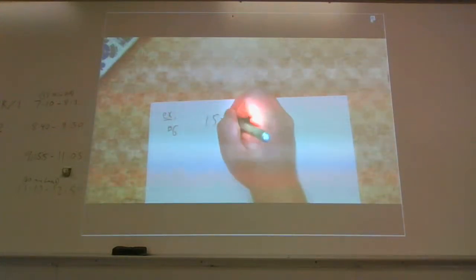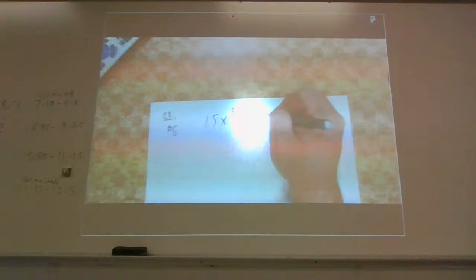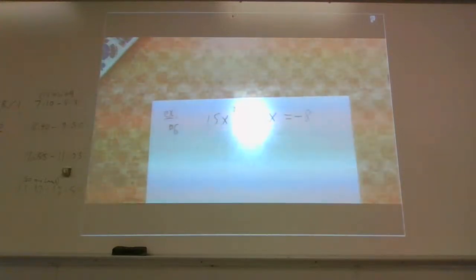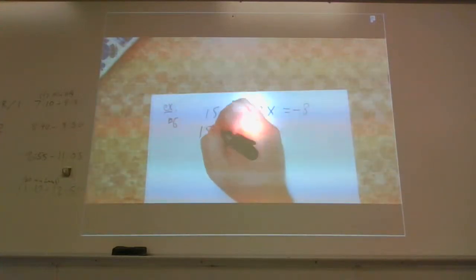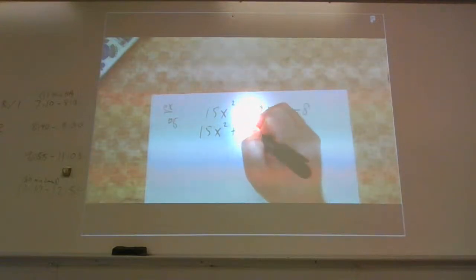First page. I believe it's 15x squared plus 22x equals negative 8. Cool. This is example number 6: 15x squared plus 22x equals negative 8. We got to solve by quad formula. What do I do? You have to set it to 0. Can't do anything until I get it equal to 0.